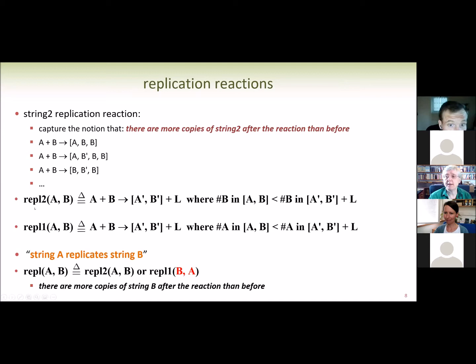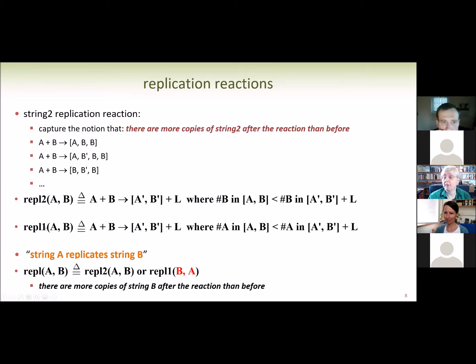So we simply define a repl 2, which means string 2 has been replicated, as a reaction where the number of string 2s in the before state, which is actually 1, is strictly less than the number of string 2s in the after state, however that after state is composed of those string 2s. So this very clearly says, in a very general way, what we mean by replication of string 2. There are more of them after than before.